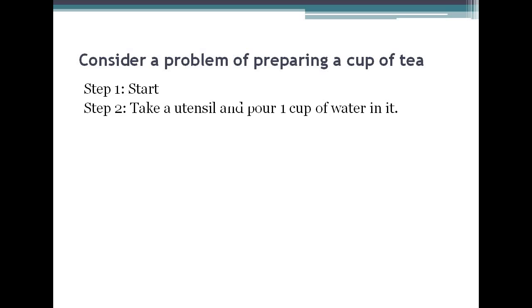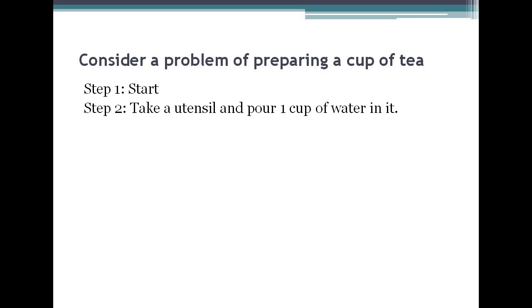Always the first step of the algorithm is start, and we have to write the sequence or the numbers of steps which are to be followed. So in this given problem, the logic, first step is step 1, start. Second step, take a utensil and pour 1 cup of water in it. This utensil is used for storage, and 1 cup of water is the input required for preparing a cup of tea.